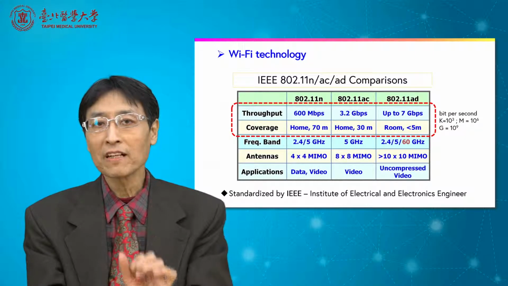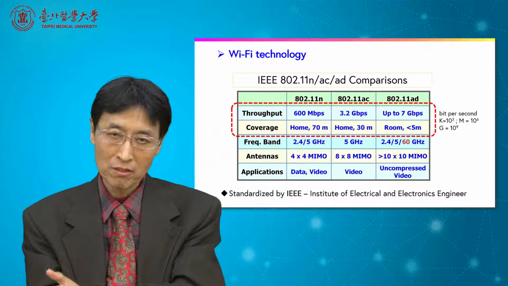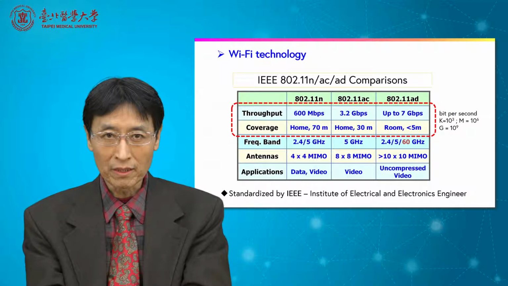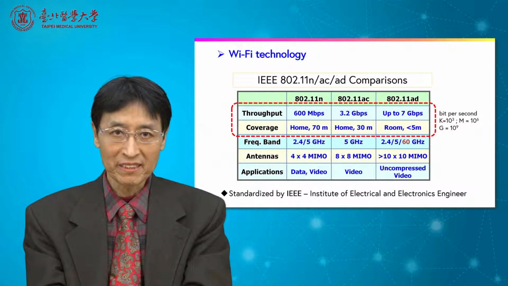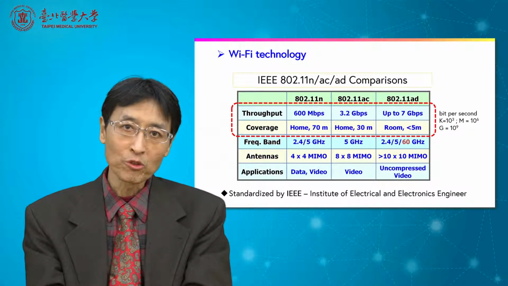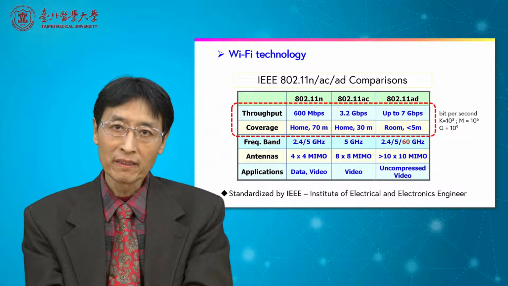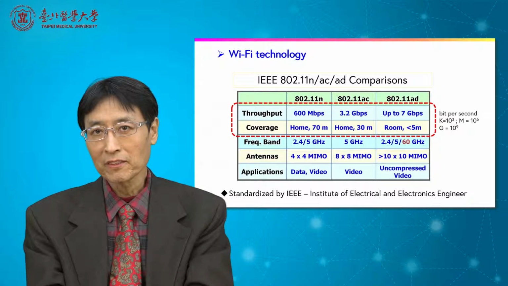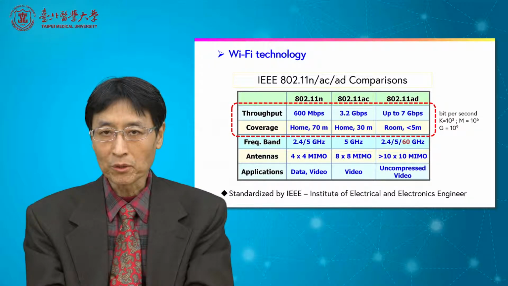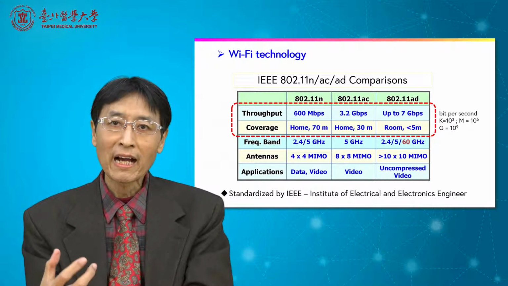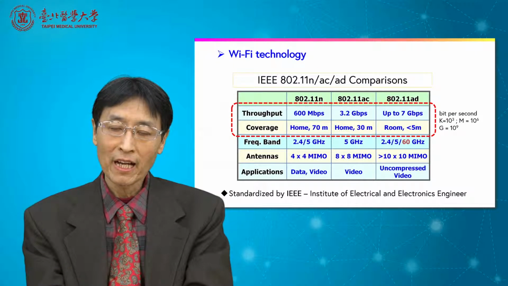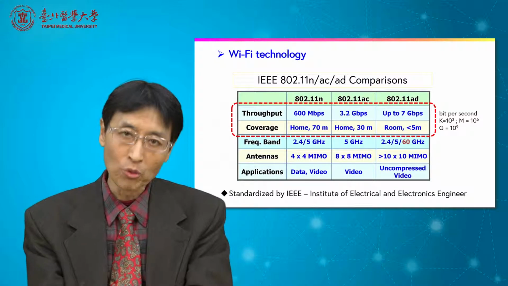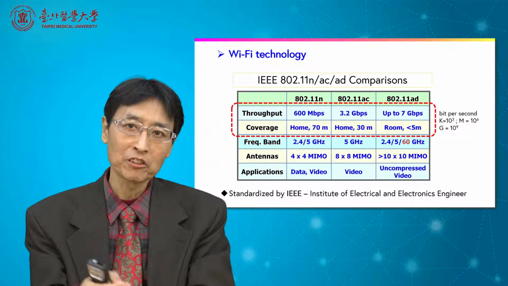One is how fast the data can be transmitted under different standards or technologies. Look at 11n, it will be 600 megabits per second. 11ac will be 3.2 gigabits, and 11ad will be up to 7 gigabits. At 7 gigabits per second, we can propagate high definition videos in original form, without compression, through the wireless. This is a very high speed.